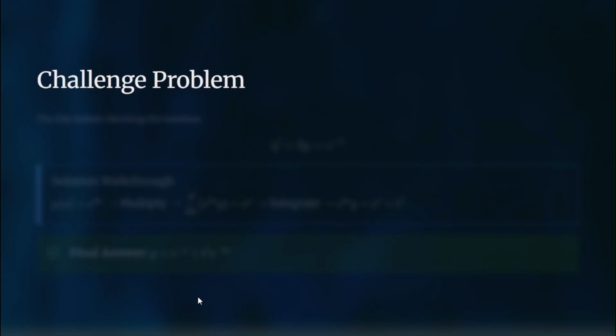Here's your challenge for today. Try this before checking the solution. Solve y prime plus 2y equals e to the power negative x. So first you need to make sure it is in standard form, and then find the integrating factor.